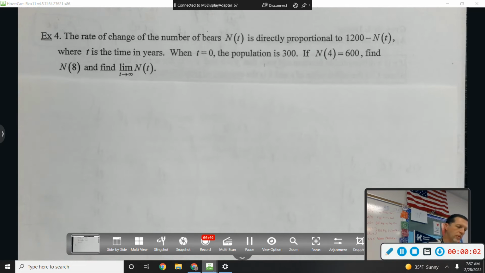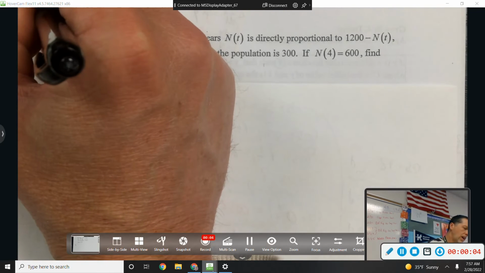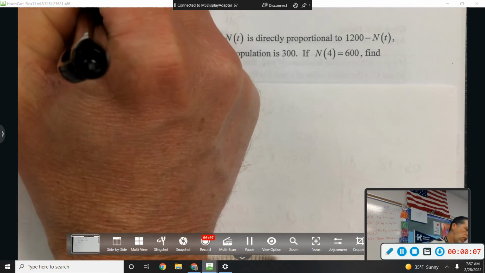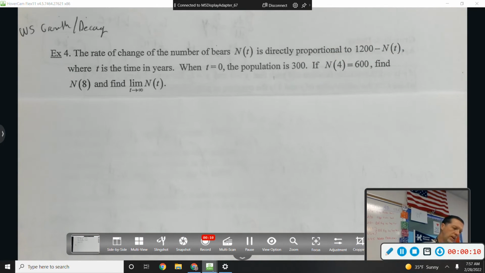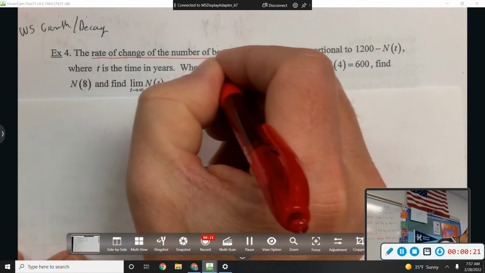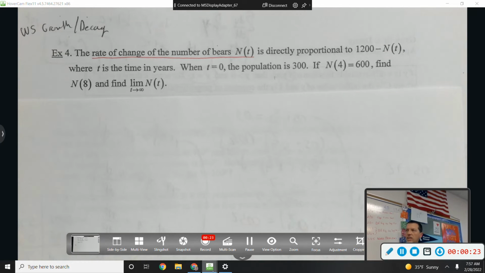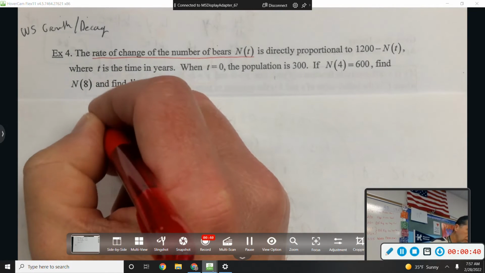So looking at example 4 of that worksheet on growth decay. The rate of change of the number of bears. So what's that? How do I translate that? What's that equal to in terms of symbols? Well, we'll get to k in a minute, but that's dn dt. So right now I'm just trying to translate this from English to a math problem.